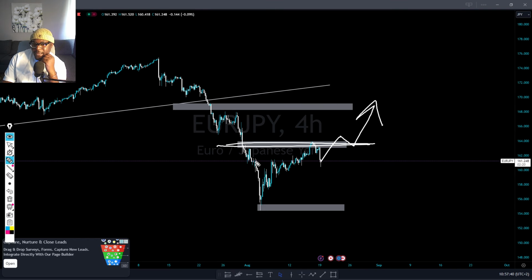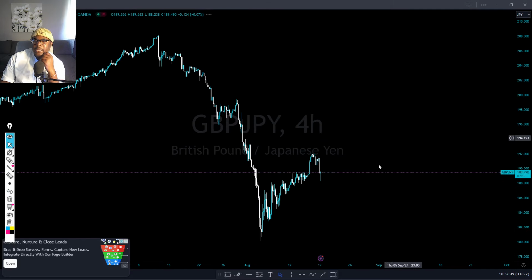I think we did have a nice buy around this level, and the market did give us something very nice, but it seems like the market is trying to reverse here and there, but it's fine. There's nothing we can do at the moment.